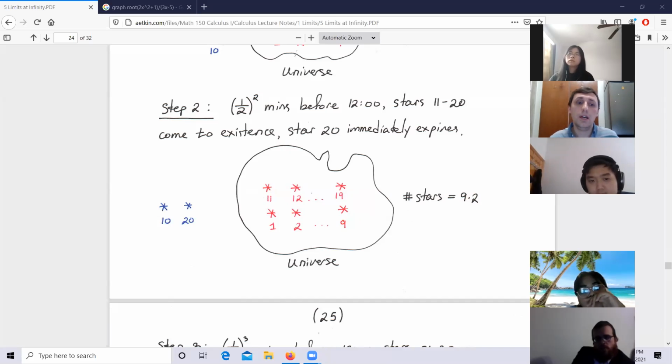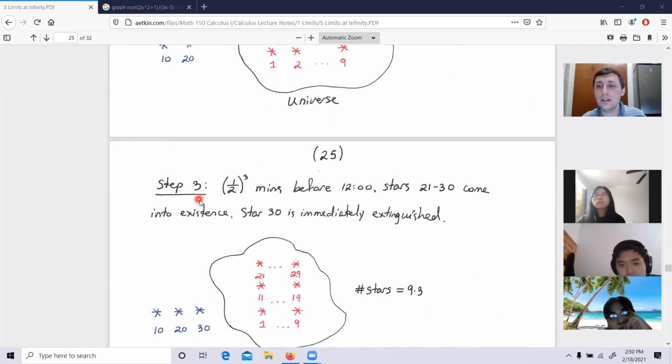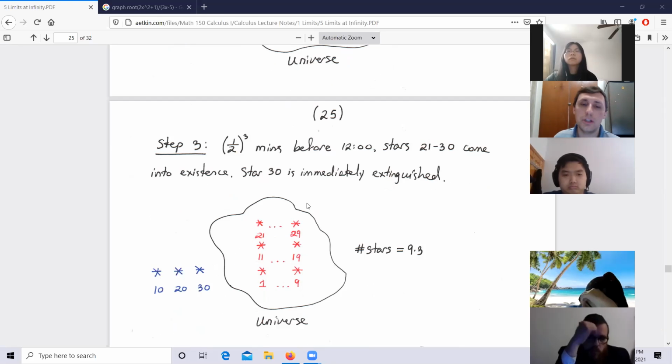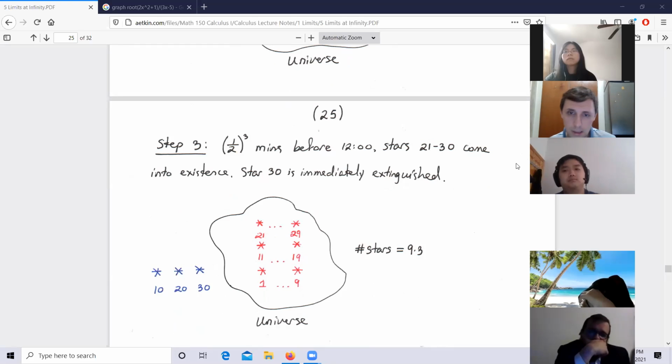Next creation step is at what power of 1/2? Type in the comments. 3. And that would be 1/2 to the power of 3. Do you agree? That's 1/8. I just do it neatly in powers of 1/2. 1/2 cubed minutes before 12, stars numbered 21 through 30 appear. Star number 30 immediately vanishes, immediately is extinguished. Good? So how many stars do I have in my universe? 9 times 3, do you agree? Because I had a net gain of 9 stars. Are you with me?